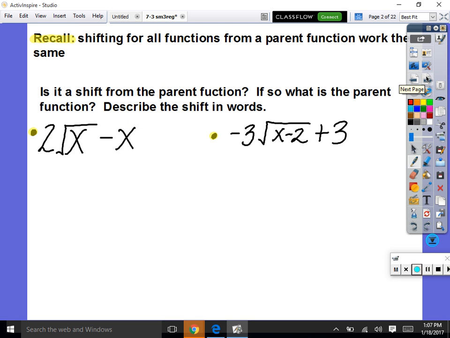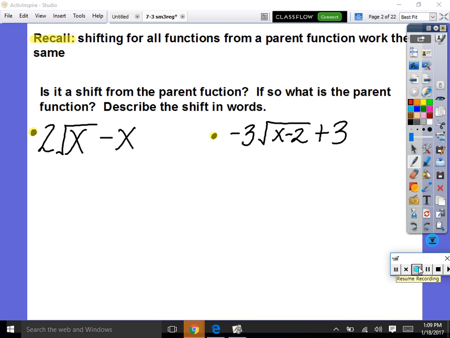Okay, so the first little bit of class, we're going to review some things and work as groups. First thing I want you to do is remember that shifting all functions from a parent function works the same. I want you to discuss as a group in example 1 and example 2: is it or is it not a shift from the parent function? Yes or no? If you say yes, what's the parent function that it was shifted from? And then describe the shift in words. Everybody go. You should be talking as a group.